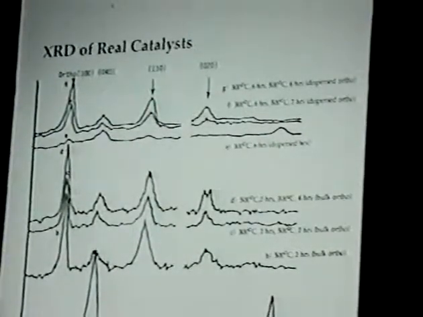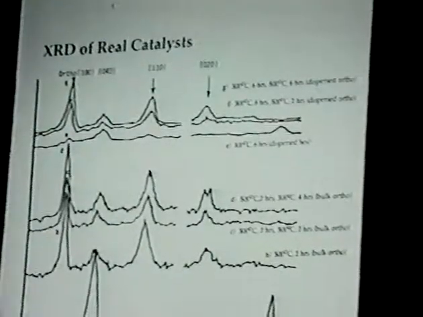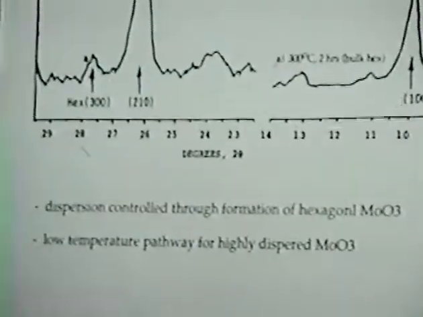So this shows that the thermodynamically favored state, starting from the hexagonal phase, is a dispersed form, whereas molybdenum trioxide prefers thermodynamically at 500 degrees C to be in the form of bulk crystallites. So what we've got here is a low temperature pathway to control the dispersion of molybdenum trioxide. And this is through the initial formation of these metastable hexagonal crystallites.